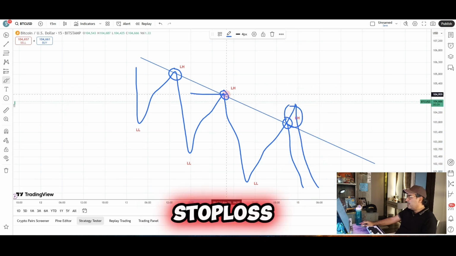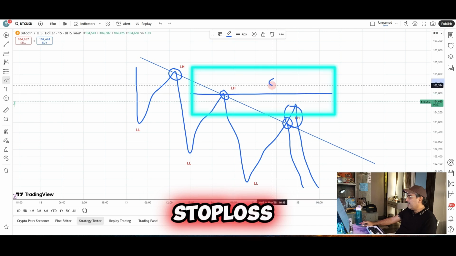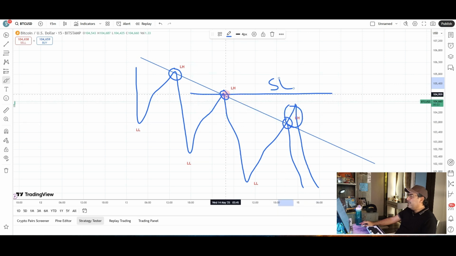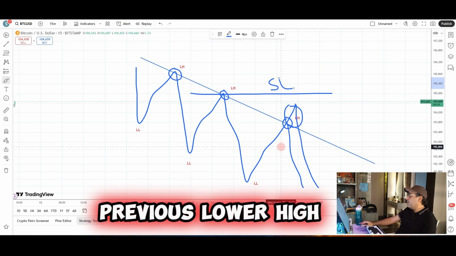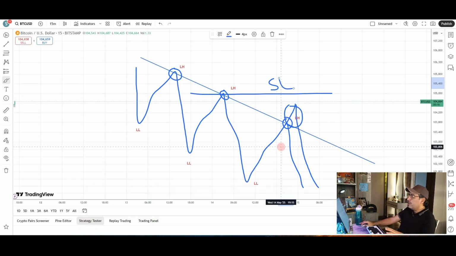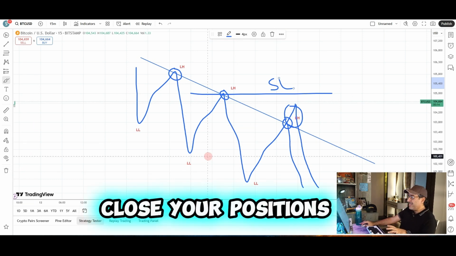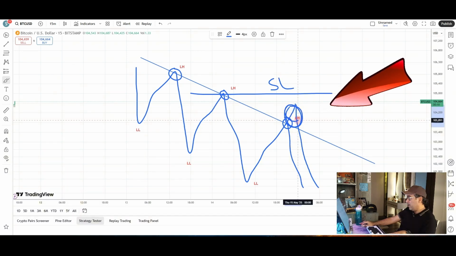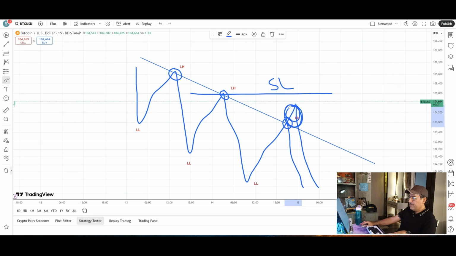Your stop loss needs to be over here in a selling trend. Unless and until the market breaks the previous lower high, you are not going to close your positions. Okay, this is very simple. And the trick is over here. This is the trickiest part you need to understand.